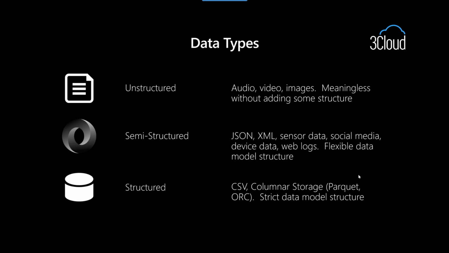For the semi-structured, you'll have everything. You'll have JSON data, XML, sensors, social media, device data, all of those kinds of things. And then of course we have the traditional structured data, which we data people tend to think of like columns and rows and that type of thing.